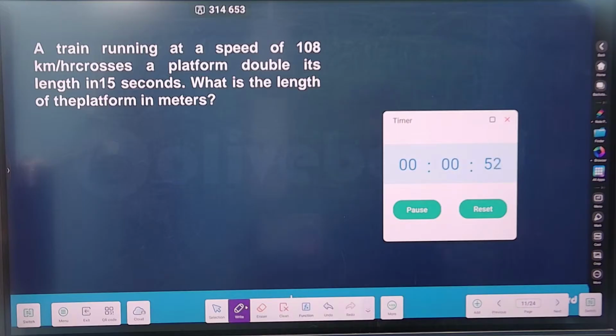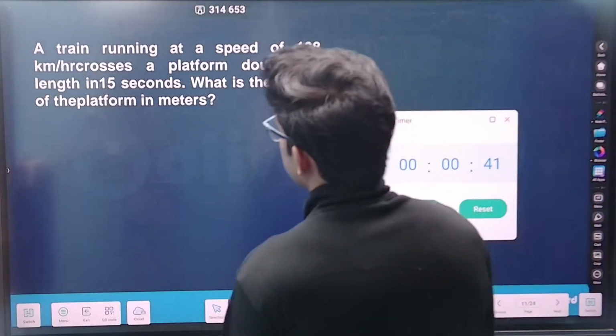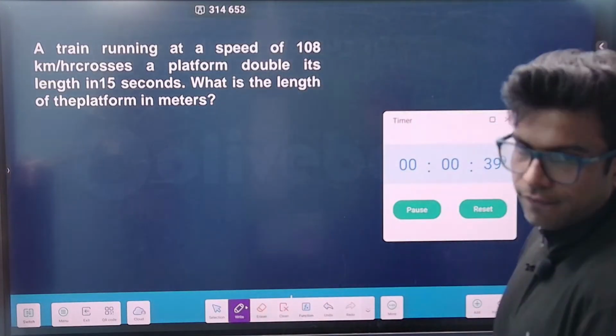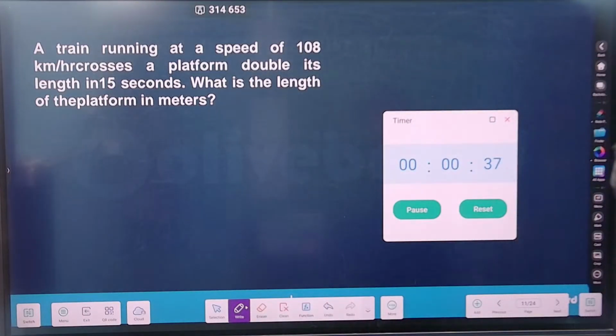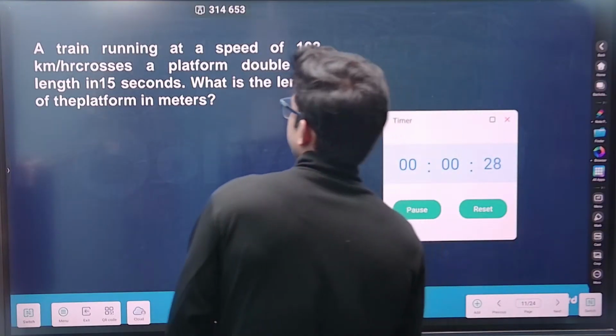Nitish, I would say that please wait and then answer. Nitish and Siddharth answered. They are asking what is the length of the platform in meters. Yes, now Siddharth, you are doing it right. Okay, now fine. So let us now do it.